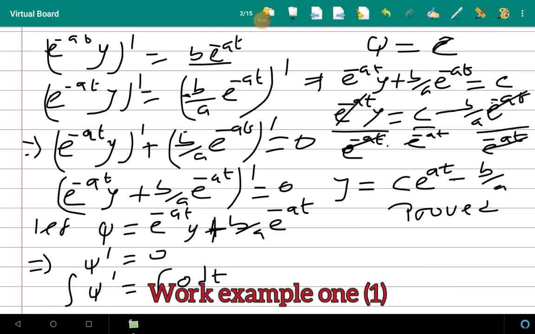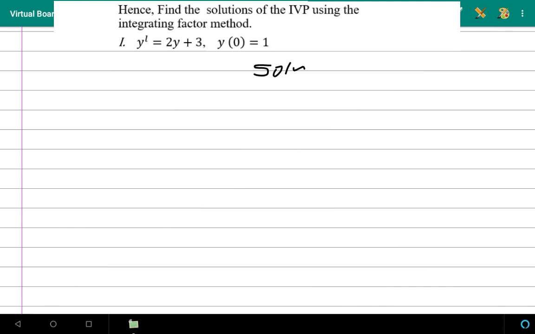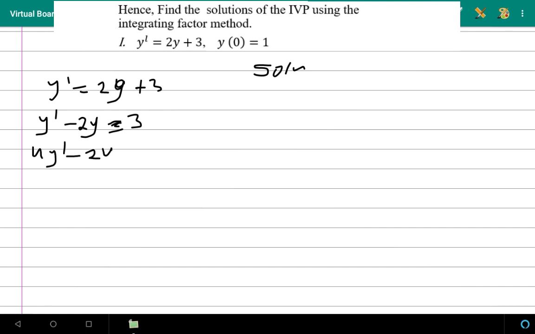Now example 1, solution. It has been given that y prime equal to 2y plus 3. So I will have y prime, grouping like terms, equal to 3 multiplied by an integrating factor u. So y prime minus 2y, multiplied by u, is equal to 3u.